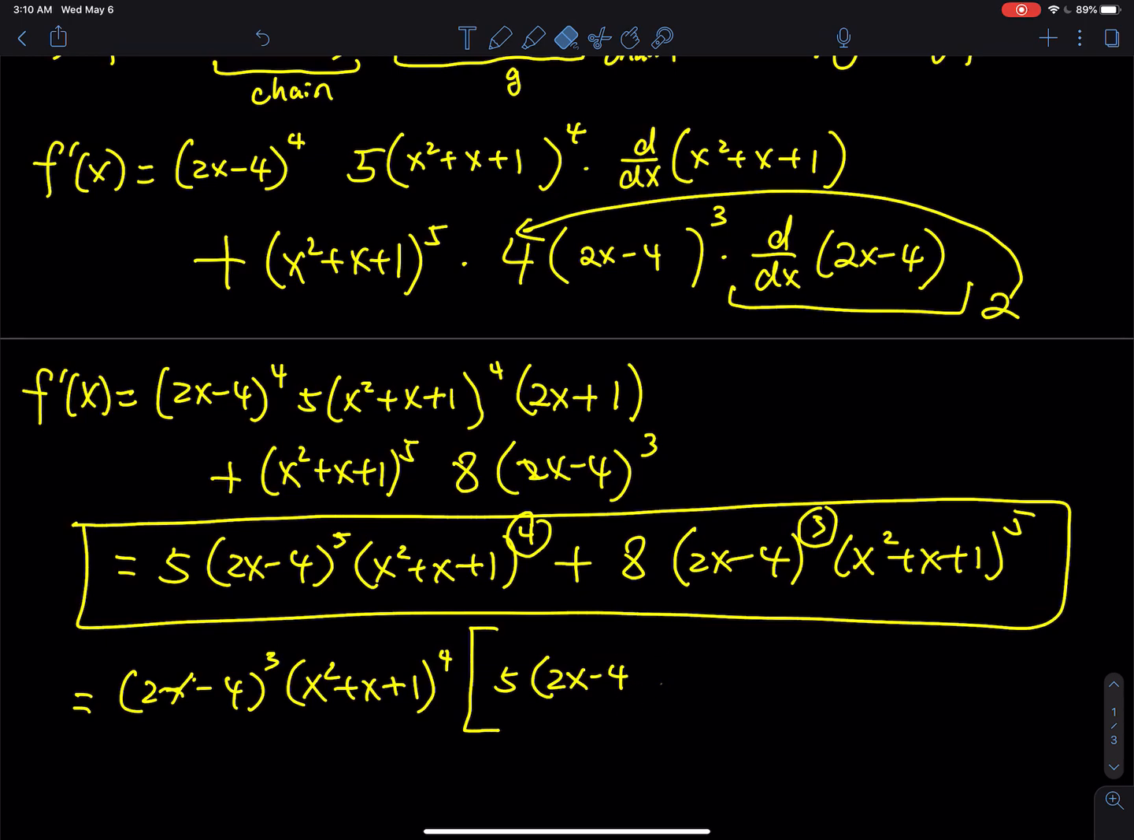And then we have 8, and then x squared plus x plus 1. That's it. So this is the factor form of your answer. All right. So moving on to part C.